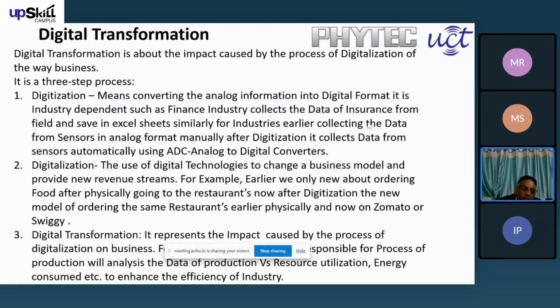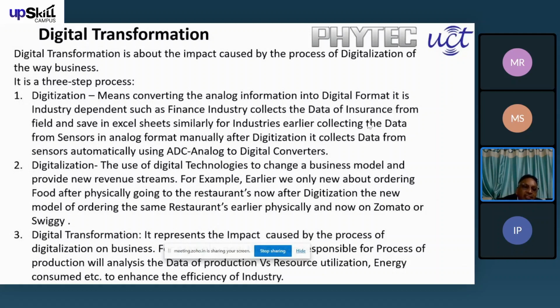But now, if you are sitting at night at 10 o'clock and you feel hungry, what do you do? You just open your mobile phone, go to Zomato, select the items and order, and it is delivered to your home. So that is the utilization of your digitized data by all restaurants. And in digitalization, you are taking help of Zomato or Swiggy to get it transferred to your home.